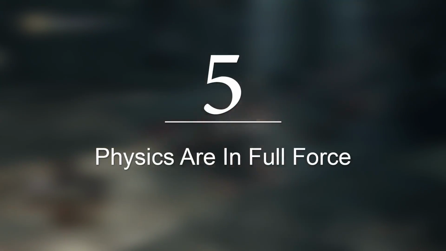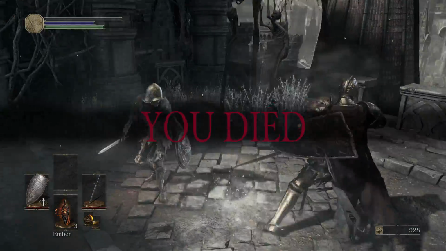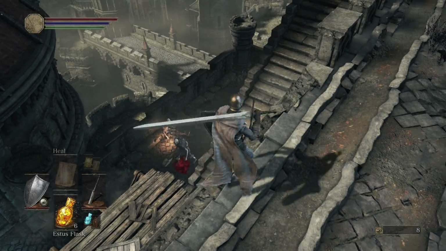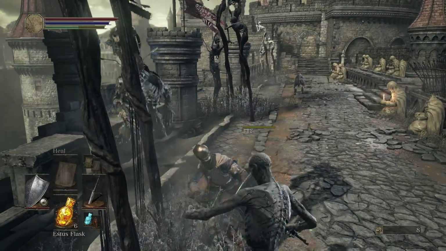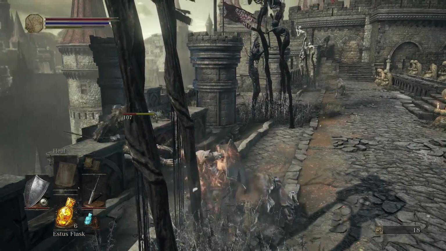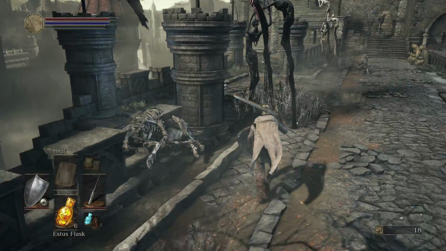Number 5. Physics are in full force. If there's one big thing Dark Souls 3 doesn't hold back on, it's the heavy use of physics-based simulation. Walls and scenery are mostly static as ever, but we get full cloth simulation on cloaks and flags this time, used in abundance across the Lothric wall. Here the effect brings the area to life in a way we didn't see in early games.